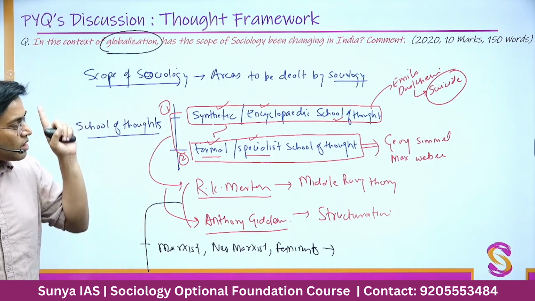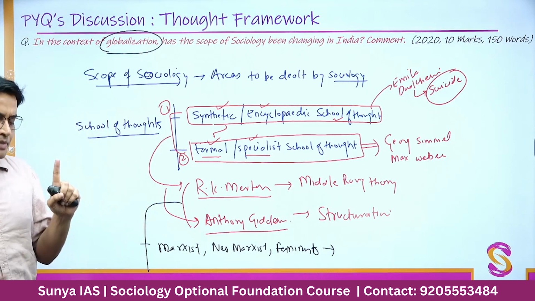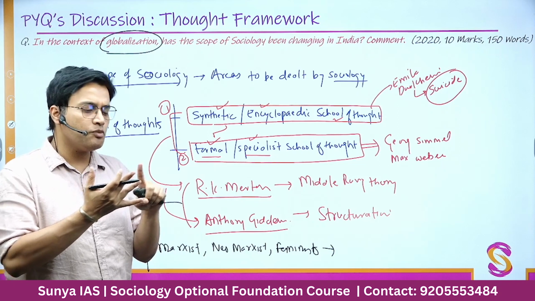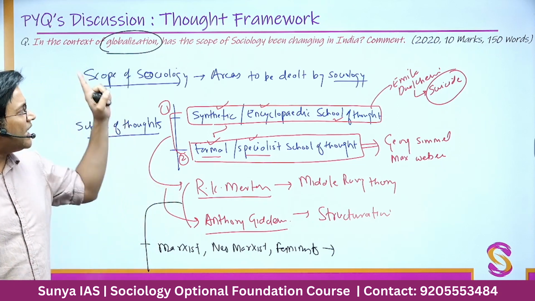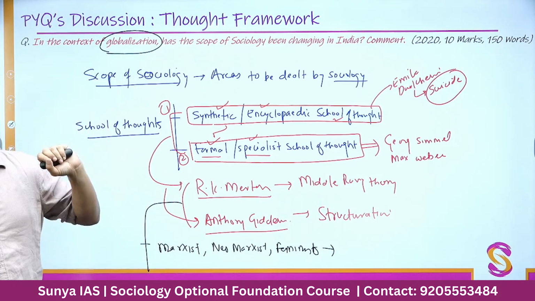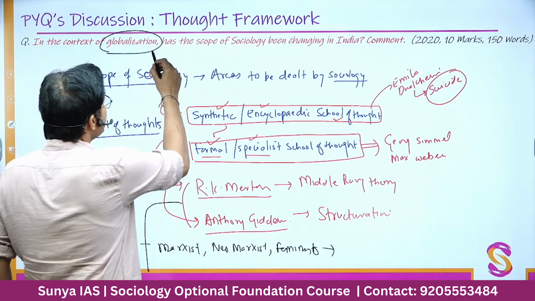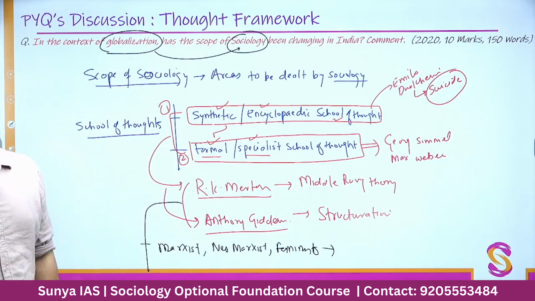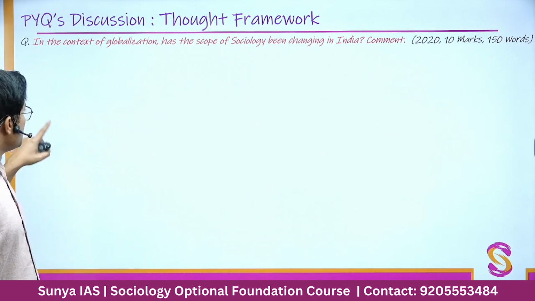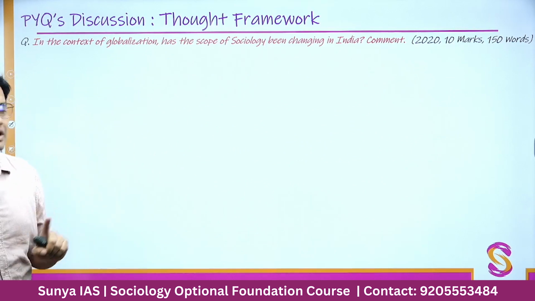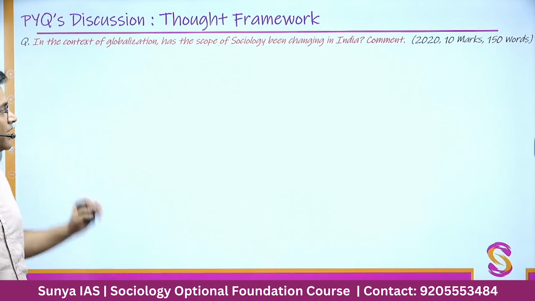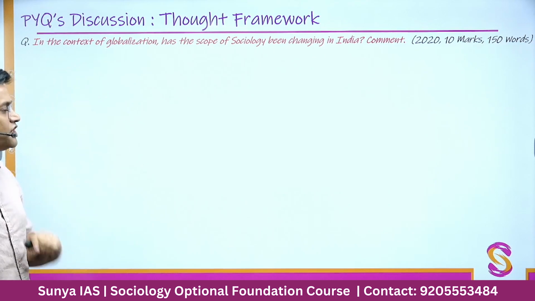So everything with respect to society, with respect to various kinds of social institutions, political institutions, economic institutions, how human-to-human interaction is changing, all comes under the purview of sociology. That is how you can say, in a very generic sense, how globalization is leading to the expansion of the scope of sociology. Now I'll show you a proper mental framework along which you can think in that direction, that will help you to make a very structured answer.